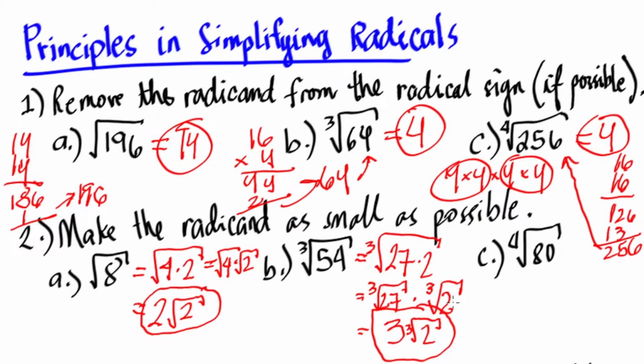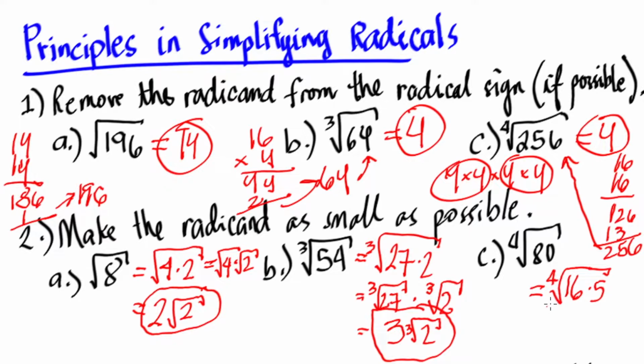Okay. So for letter C, we are asked the fourth root of 80. Again, we need to find a perfect fourth power which is a factor of 80, that can be taken from 80. So what perfect fourth power is that? Actually, it is 16. The fourth root of 80 is equal to the fourth root of 16 times 5, since 16 times 10 is 160 divided by 2, that's going to give us 5. So 16 times 5 is 80.